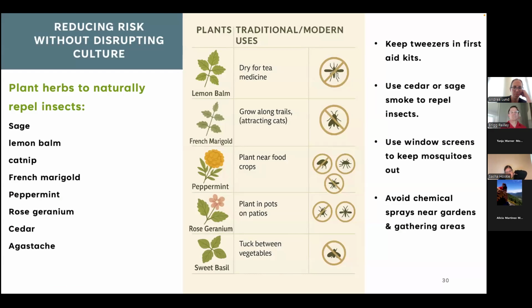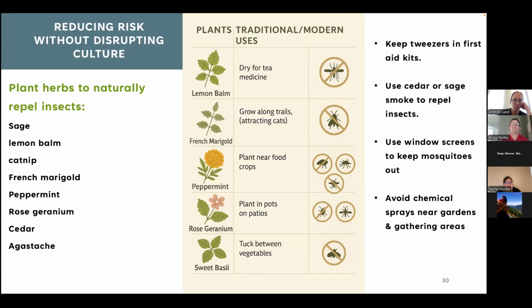So here my picture got messed up. You can see this peppermint and the fresh French marigold. They didn't quite come through, but just think about reducing risk without disrupting your culture, things that you can do naturally. Planting some of these plants specifically around the house. We did hear keeping tweezers in a first aid kit, using some cedar and sage. I guess smoke can repel. I do have some of this rose geranium on my patio, and it is very aromatic, very citrusy. So just thinking about things like that, not only are you helping the pollinators, right, but you're also helping keep other things away.